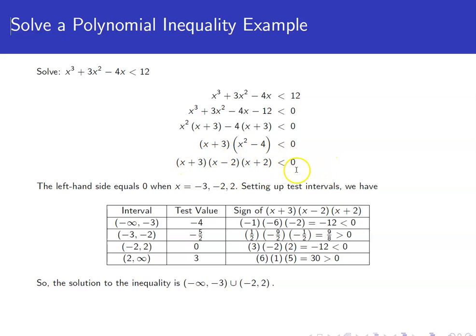We want the negatives. So we're looking at this inequality. We want to know when it's less than 0. Well, that happens on the interval from negative infinity to negative 3 and from negative 2 to 2. And we don't have any endpoints included because we do not have this equal to. It's just strictly less than.